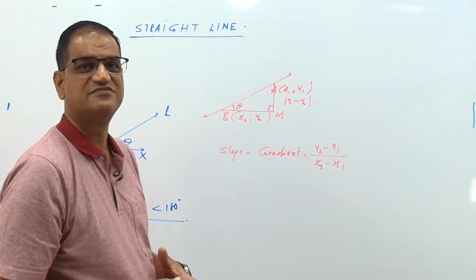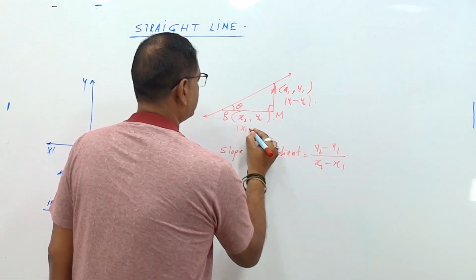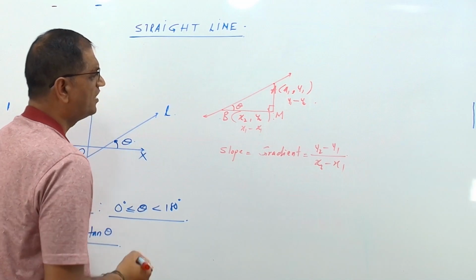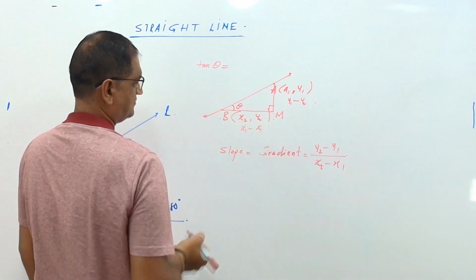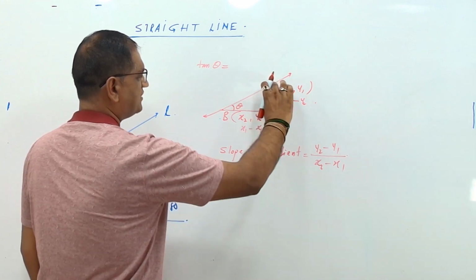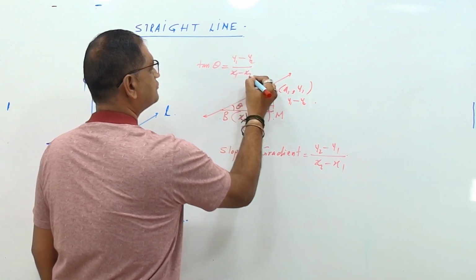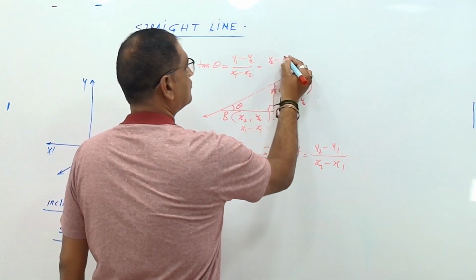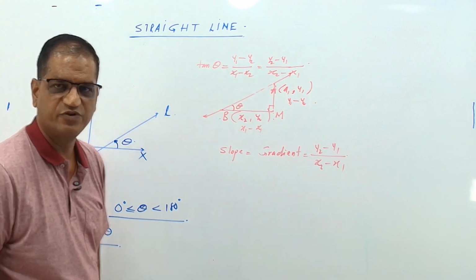Why did I write mod? The difference can be positive, it can be negative. Mod of x1 minus x2, or we will not put mod, we will specify it, right? Now tell me, looking at the right angle triangle AMB, what will it be? Opposite upon adjacent. So can I write y1 minus y2 upon x1 minus x2? If you change the sign in the numerator and denominator, what does it become? Correct. So this is tan theta.